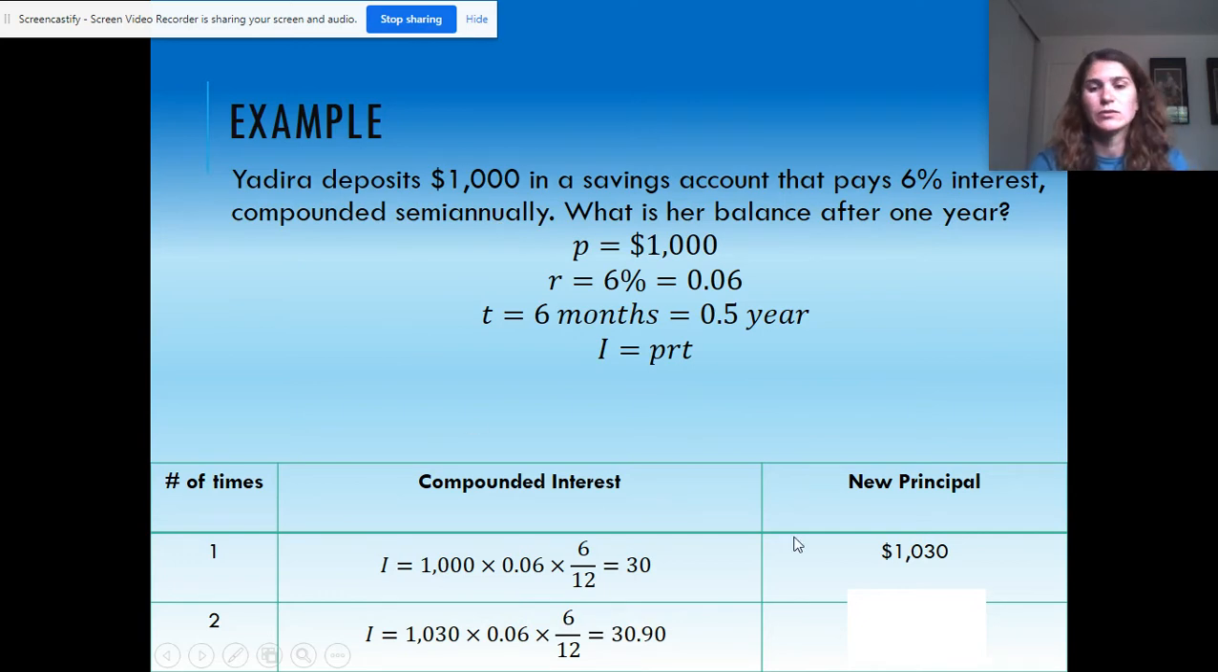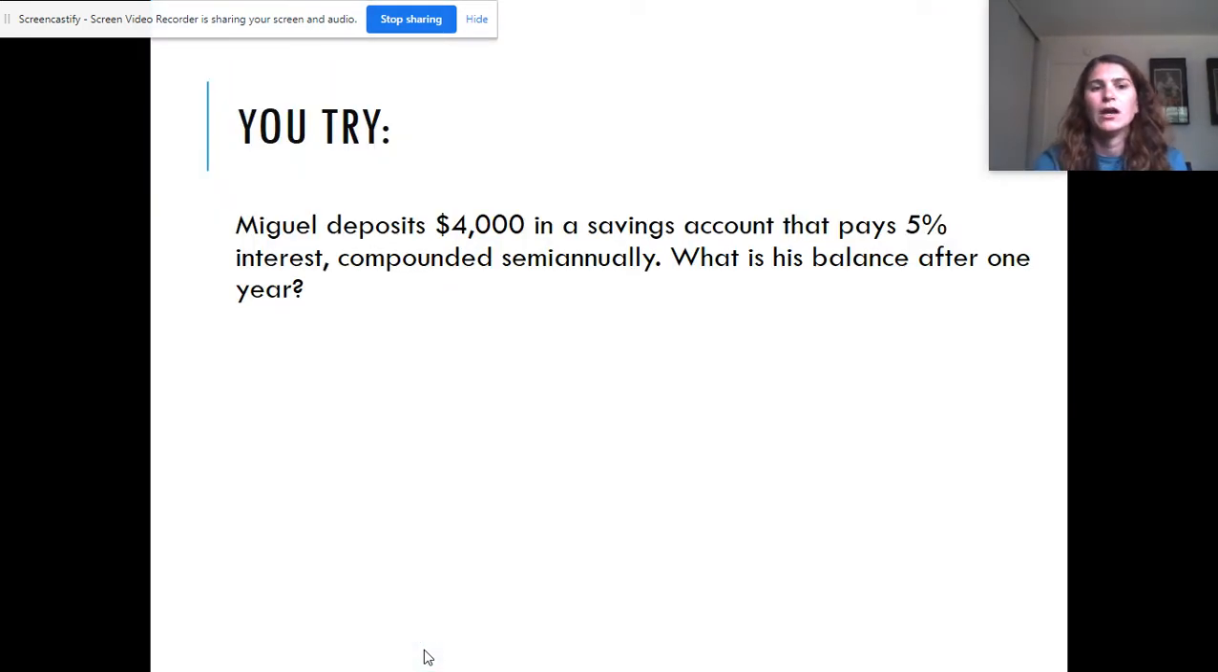So now we are going to take our new principal, 1,030, and we're going to still use all of our same interest rate and our time, so 6 over 12, and we're going to multiply that and divide by 12, and that equals $30.90. So we gain another 90 cents of interest. Adding it to that $1,030, 1,030 plus the 30.90, we get $1,060.90.